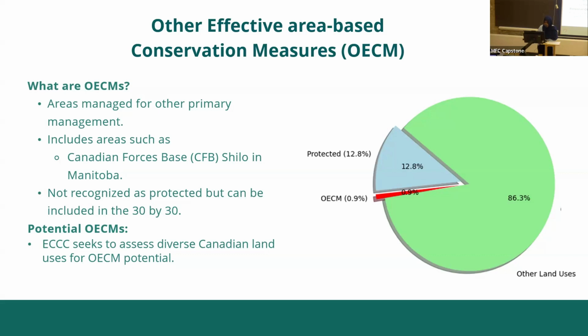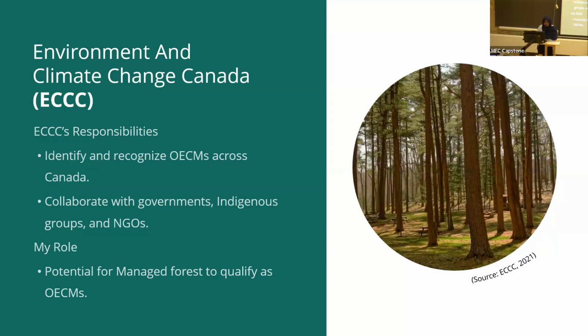Currently, only 0.9% of Canada's terrestrial land is designated as an OECM, as the formal definition was only established 2 years ago, and government organizations are currently exploring a variety of different land uses to expand these areas and contribute to meeting its 30 by 30 commitments. So this summer, I worked with the ECCC, which is a federal government agency responsible for identifying and recognizing OECMs across Canada. They often collaborate with other organizations, Indigenous groups, and NGOs to help establish these areas. This summer, they tasked me with assessing the potential for forests managed under Ontario standards to qualify as OECMs.